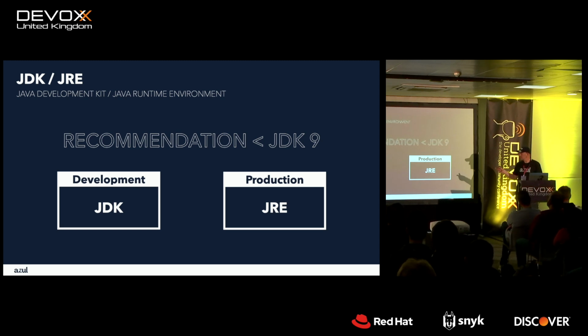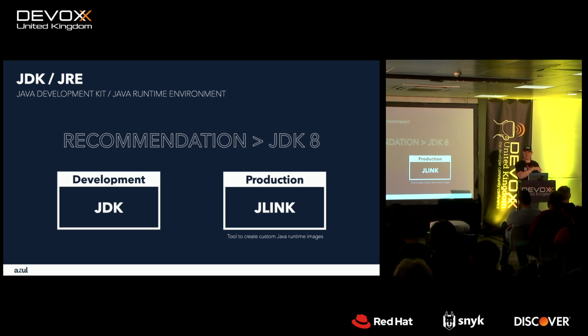So the recommendation is, if you're below JDK 9, so everything up to JDK 8, you should run the JDK in development, of course, and the JRE in production. If you're above JDK 8, so 9 and upwards, you should use JLink. Who's using JLink? 1, 2. And the rest is using what? JREs? Yeah, okay.